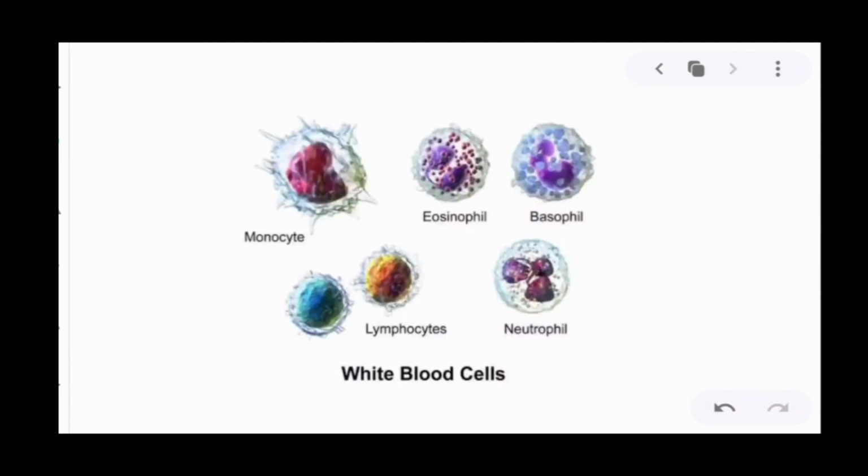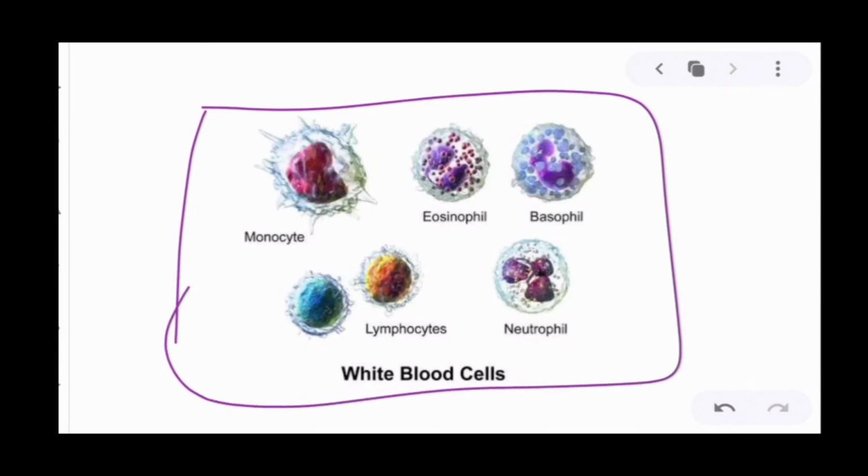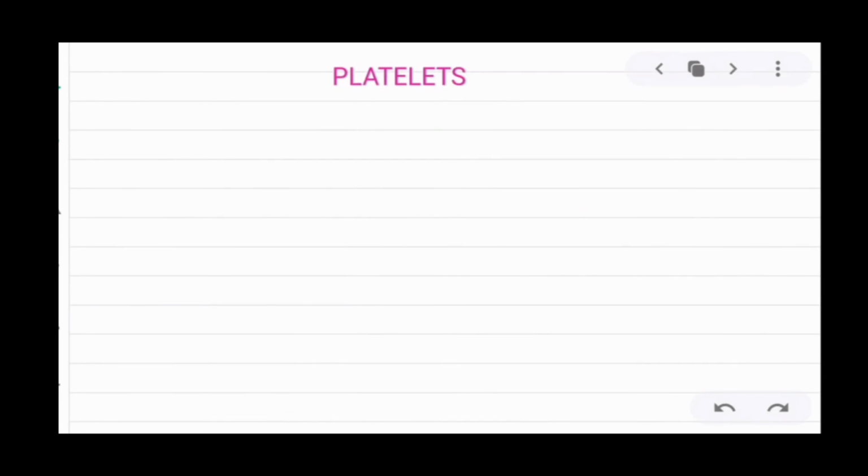So this is the image where you can see the different types of cells of the WBCs, like what their appearances or morphology are. You can see the monocyte here, the eosinophil, the basophils, the neutrophils and lymphocytes. Just have a glance at it. So now we have come to the platelets.